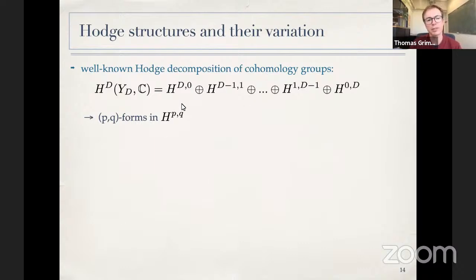A Hodge decomposition, I think all of you have seen, is the decomposition of the middle cohomology of your manifold into (p,q) forms. And for a Calabi-Yau manifold, the (d,0) piece, so for example for a Calabi-Yau 3-fold the (3,0) piece, is spanned by this omega, this (3,0) form. It's actually one-dimensional in a Calabi-Yau manifold, and it contains all the essential information in this case.